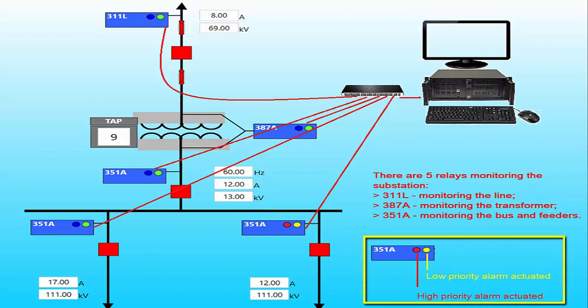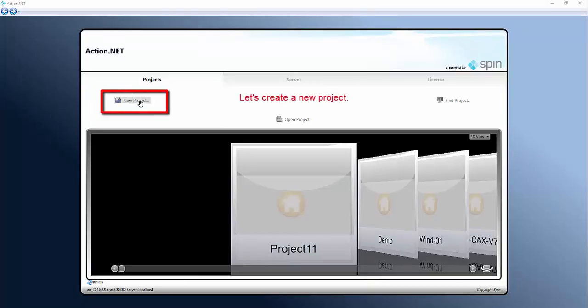In the case of low and high priority alarms on a bay, it is signalized on the relay, as shown in the figure. Let's start a new project, named SE Example.